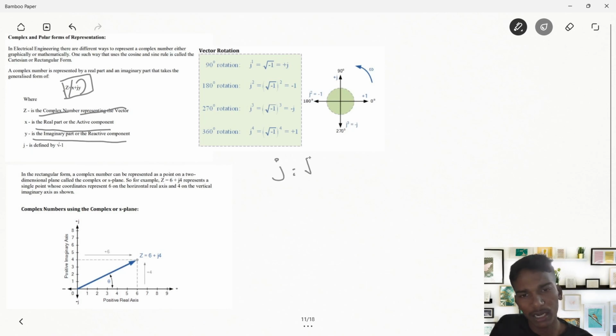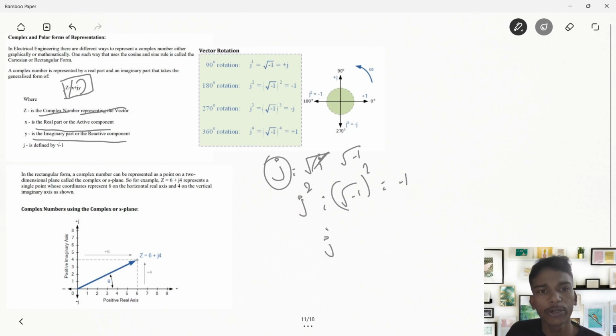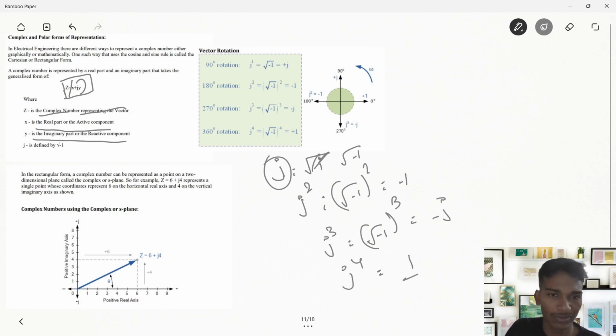And j is represented as the square root of minus one. J squared is the square root of minus one whole squared, which equals minus one. J cube is equal to the square root of minus one cubed, equal to minus j. J power 4 is 1. We know all these things, I guess. I have represented their vector rotation, their angles also. Just have a look at all those things.